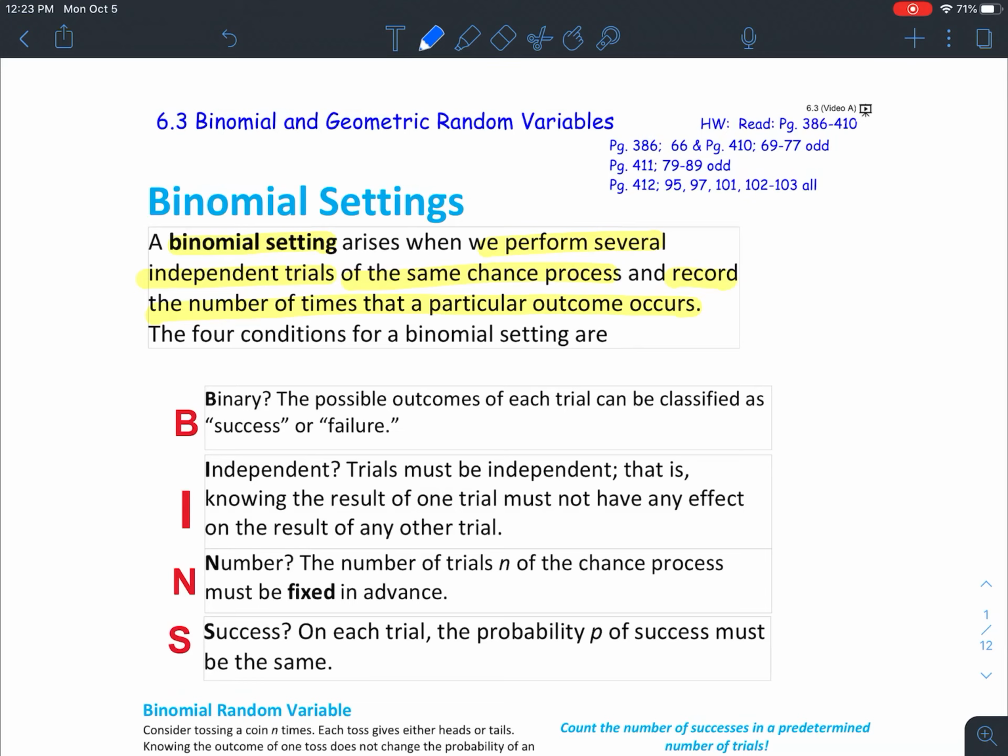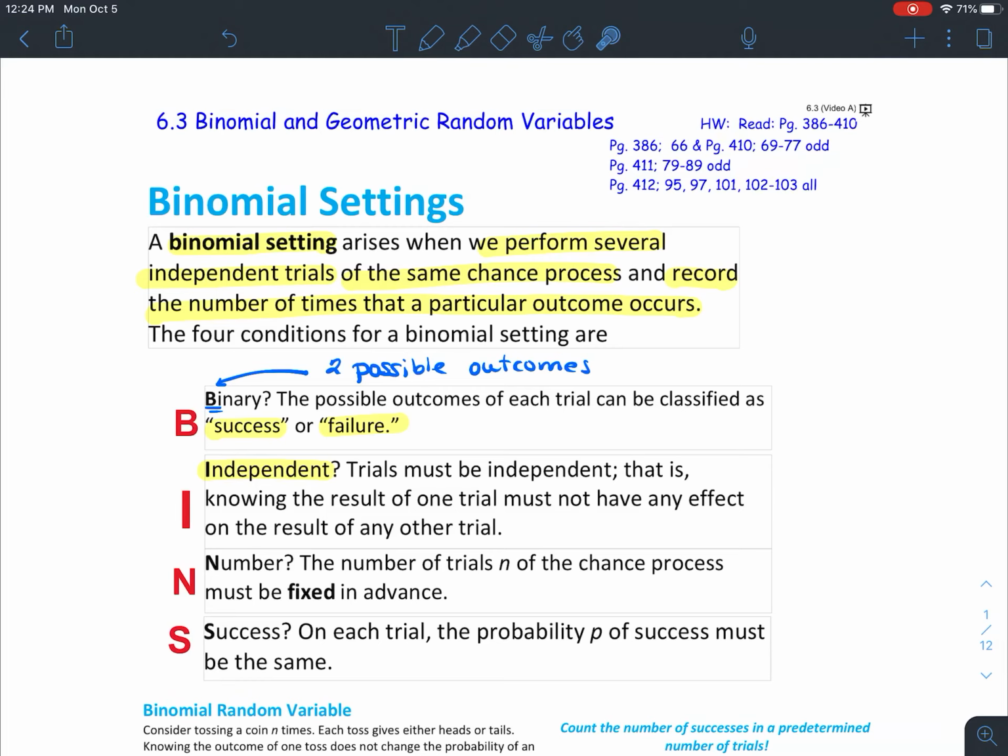The first one is it has to be binary, and by binary we mean there has to be two possible outcomes. With the situation it has to be referring to, one outcome would be described as being a success, and then everything else would be considered to be a failure. I should just mention that success does not mean good, and failure does not necessarily mean bad. It's just whatever you're defining, the thing that you're going to be recording the number of times that it happens, that is a success.